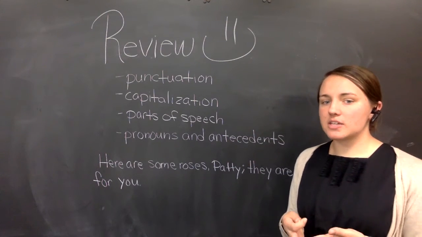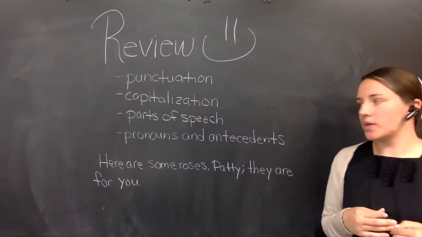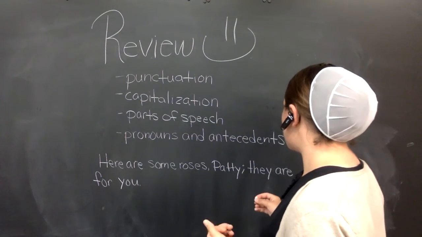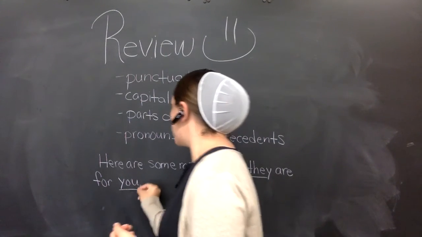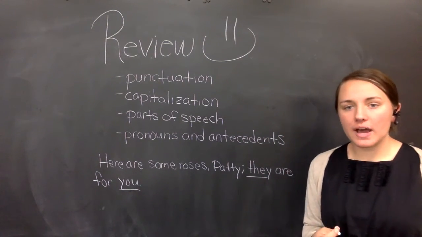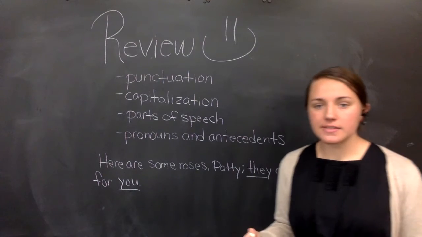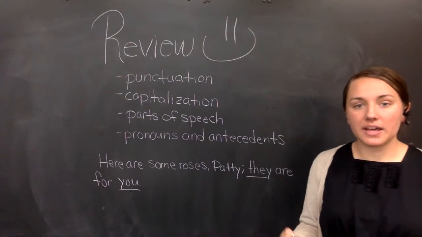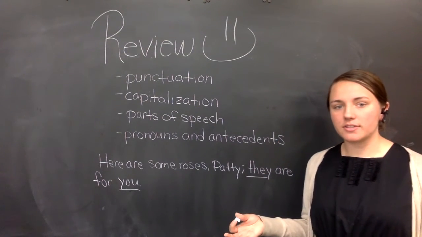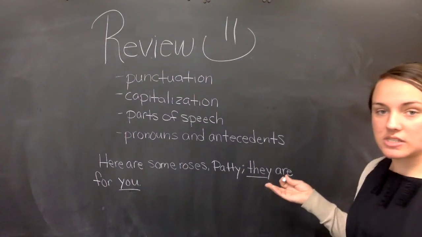You're going to work with this in your lesson today, so let's talk about it for a bit. I have a sentence here. Here are some roses, Patty. They are for you. So let's find some pronouns. We have two of them. Two pronouns that we have are they and you, okay? Now, an antecedent is the word that a pronoun is taking the place of, okay? So the word they and the word you are both pronouns. And the reason they are pronouns is because they are taking the place of another word. So what is they talking about? What is they taking the place of? Roses, right? When we're talking about they, we're talking about roses in this sentence.